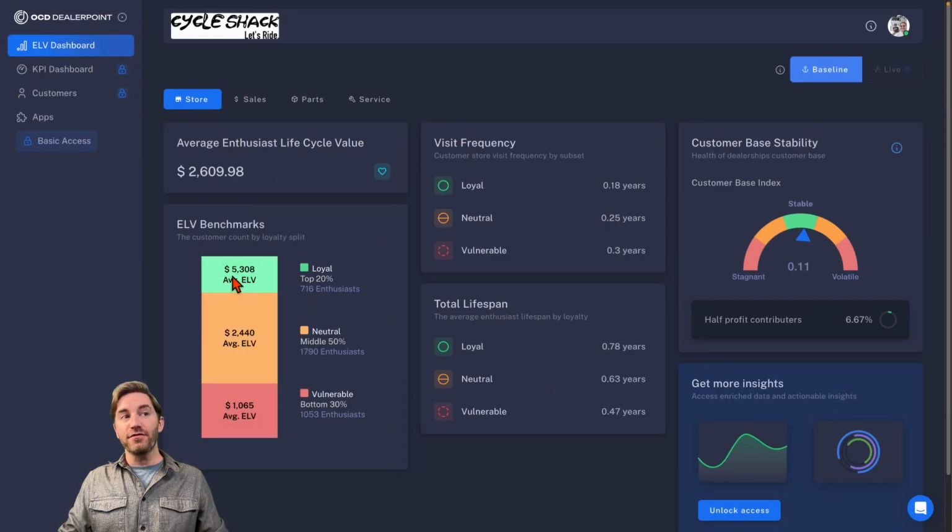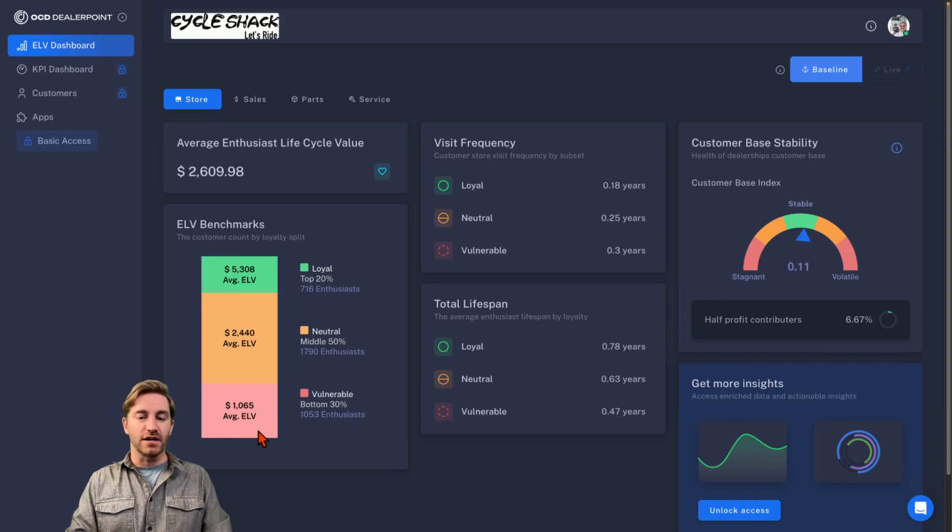They produce $5,308 worth of profitability for every unit that they purchase, considerably higher than our average enthusiast lifecycle value or average ELV. Now, the middle, which is 1,790 enthusiasts, our middle 50%, they create $2,440 worth of gross profit for every unit that they buy. And then if we go down to our bottom subset of vulnerables, the bottom 30%, which is 1,053 enthusiasts, they create $1,065 worth of gross profit.